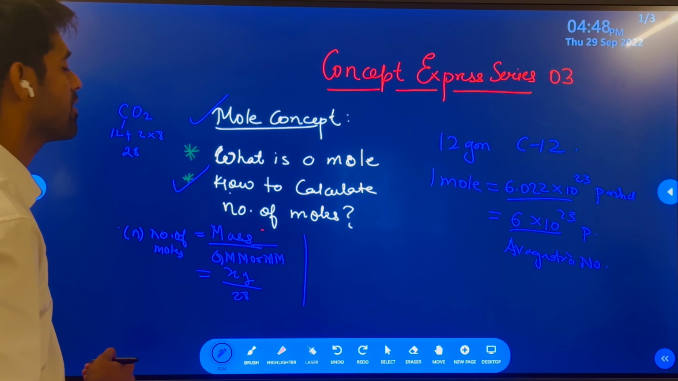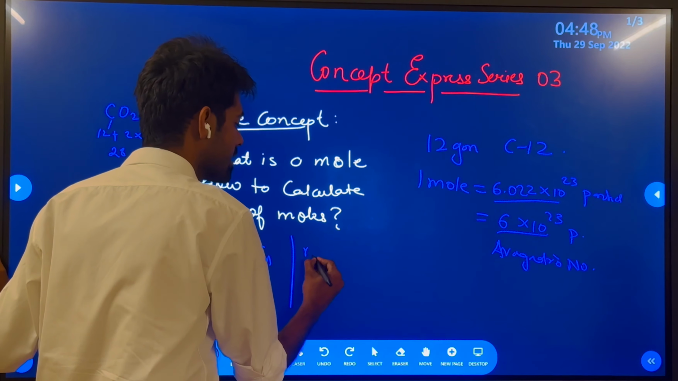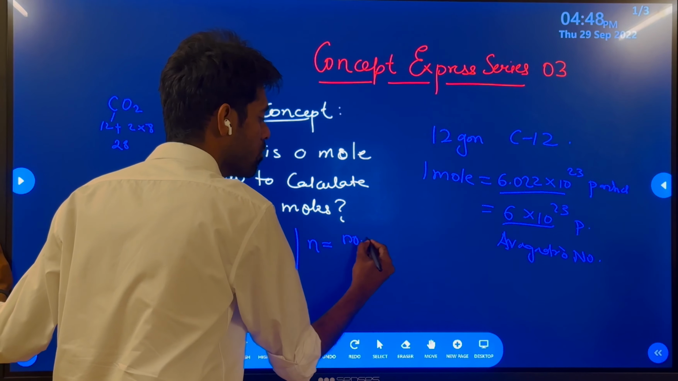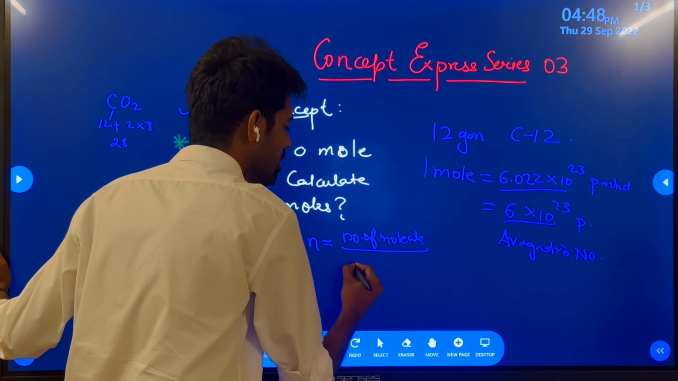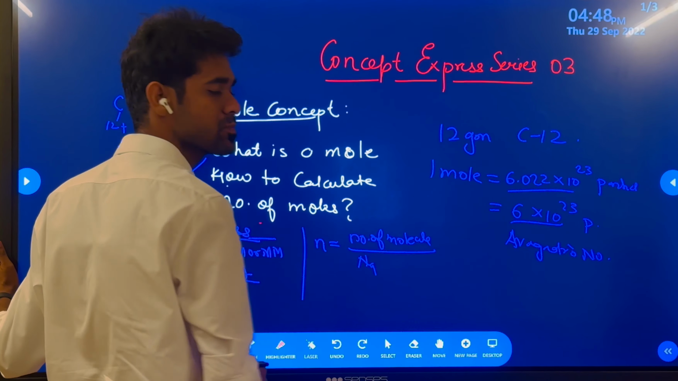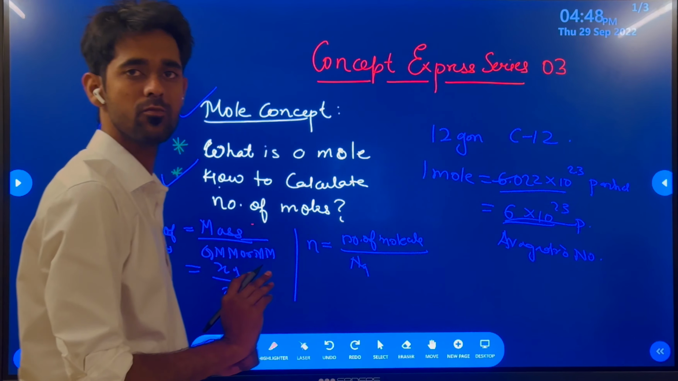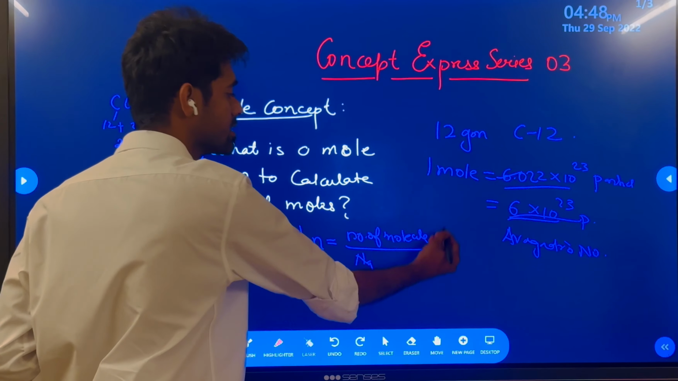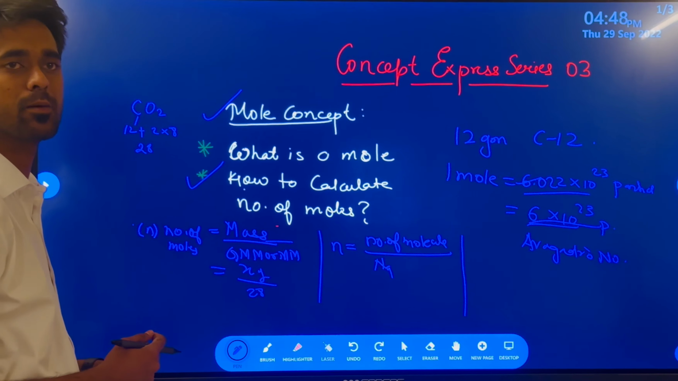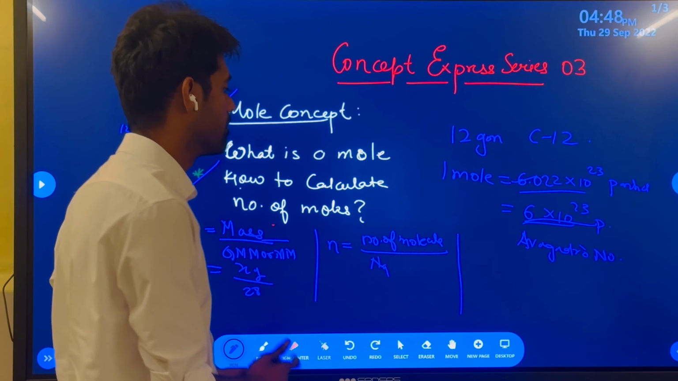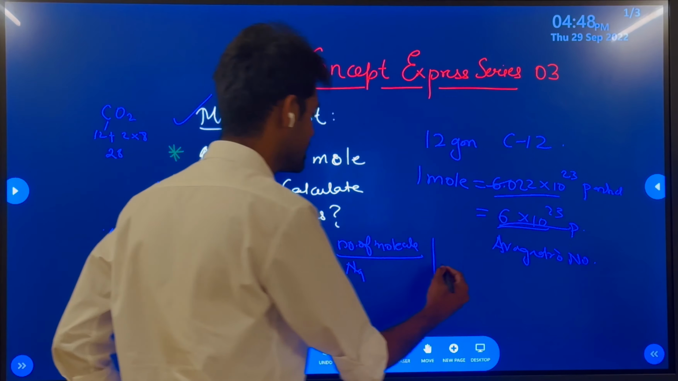Let's suppose they have given you the number of molecules, and they are asking for the number of moles. In this case, number of moles will be the given number of molecules upon your Avogadro number. What was my Avogadro number? 6 into 10 to the power 23, or this one, whatever you want to take according to the situation. This is when they have given you the number of molecules of a particular compound or an atom or an element.